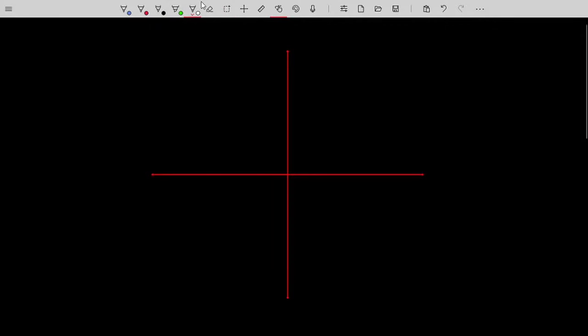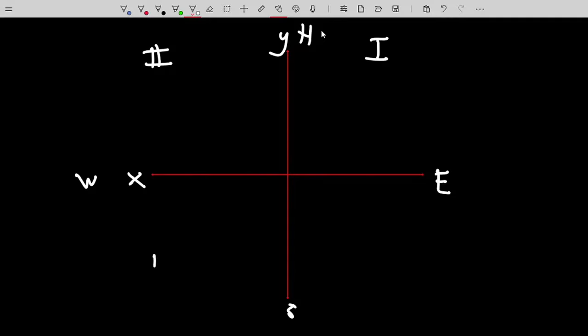This is an example of a Cartesian plane, and we should know that this is our x-axis and this is your y-axis, as well as this is your north, south, west, and east. Now I also want you to know that this is our first quadrant, second quadrant, third quadrant, and fourth quadrant.